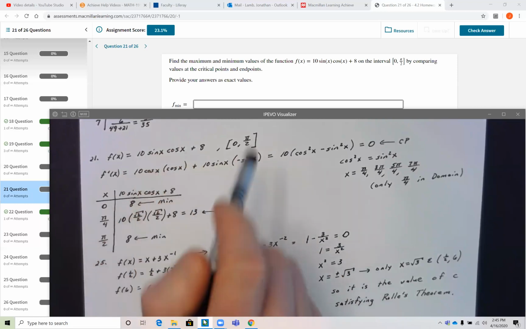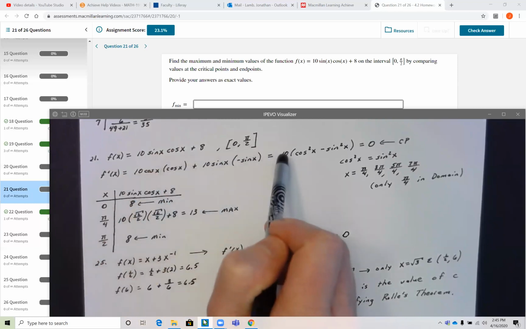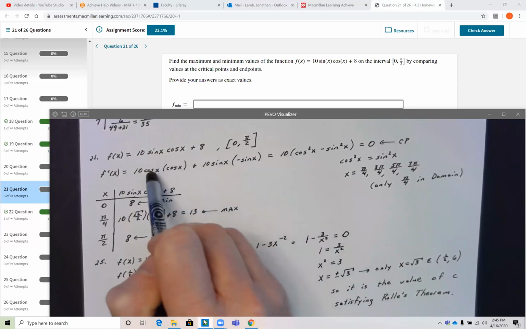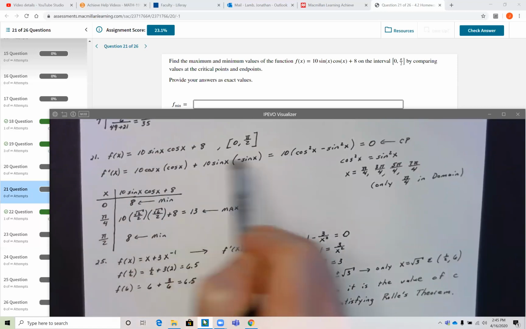I needed to go ahead and simplify that. I saw I could easily factor out a 10, and then my first term would be cosine squared, my second term would be minus sine squared.